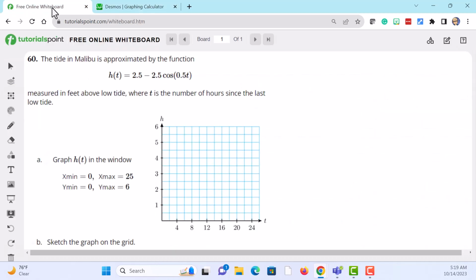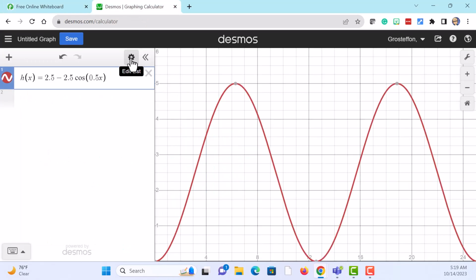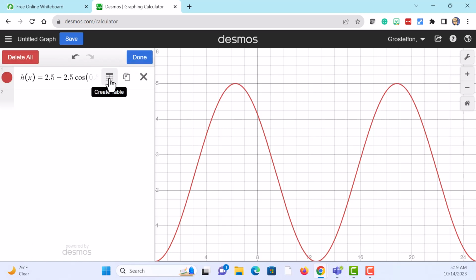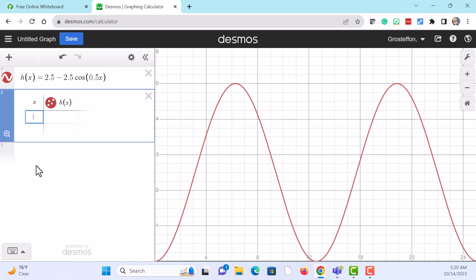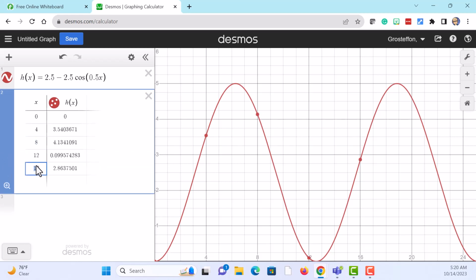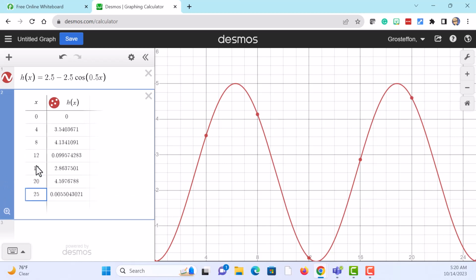In part B, we're asked to sketch the graph on the grid. In order to do that, it would be helpful to have a table of values. So we'll use Desmos to create that table. Go ahead and click on the cog for Edit List, and it gives you an option to create a table. We'll start with 0, and then 4, 8, 12, 16, 20, and 25. And not only does it create the table, it also plots the points on the graph.